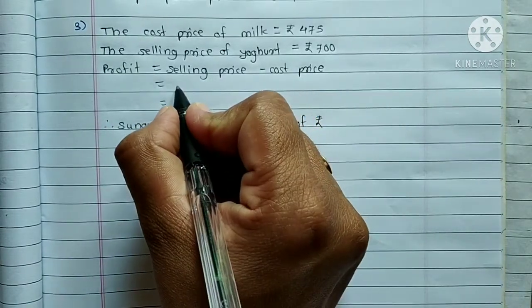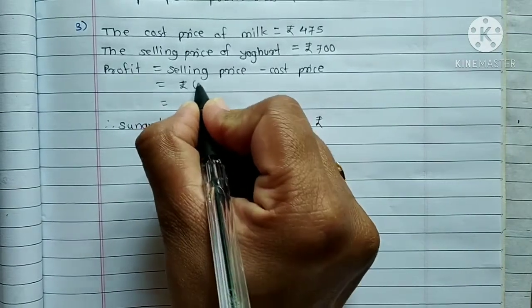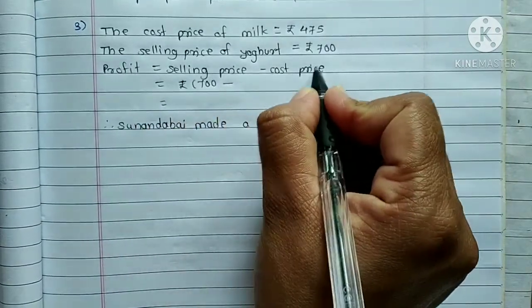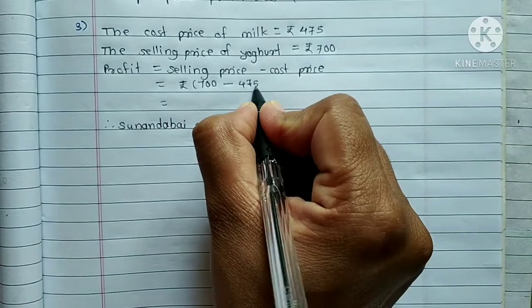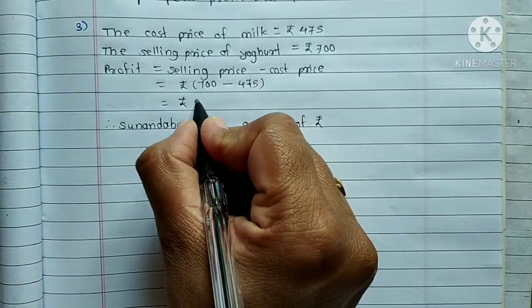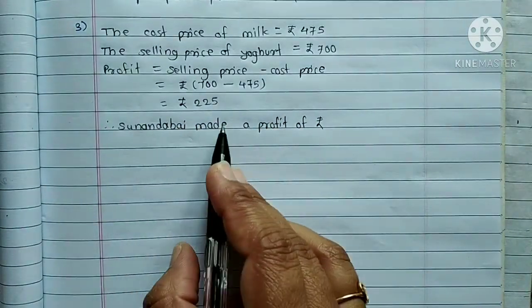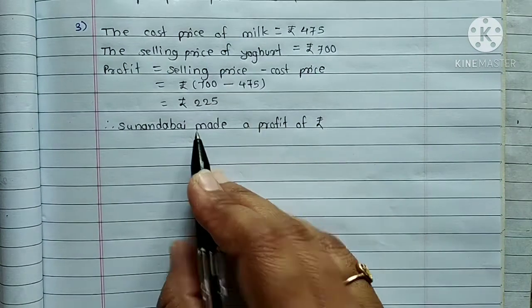Therefore profit equal to selling price minus cost price, and selling price is rupees 700 minus cost price is rupees 475. After subtraction you get rupees 225. That means that Sunandabai made a profit of rupees 225.